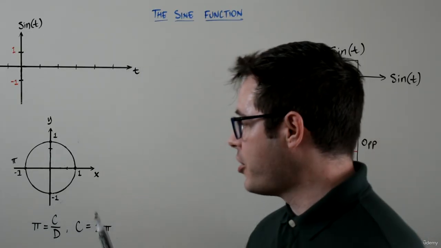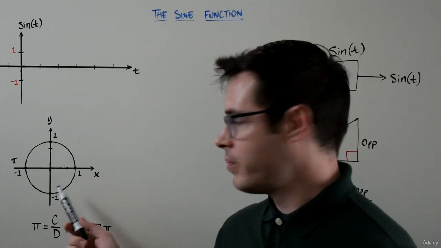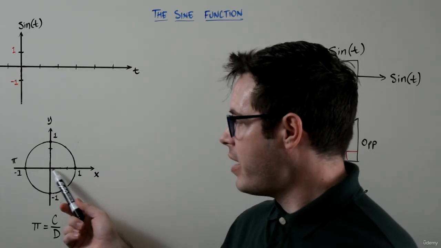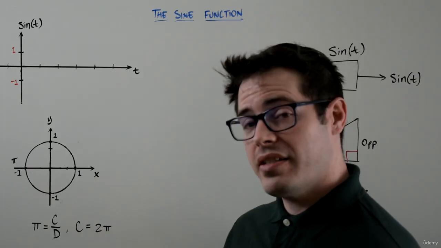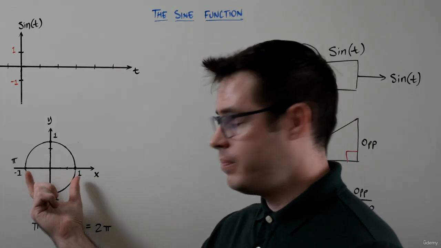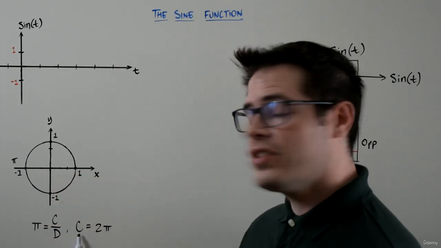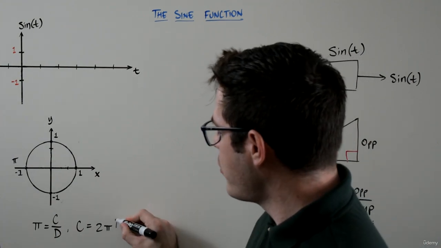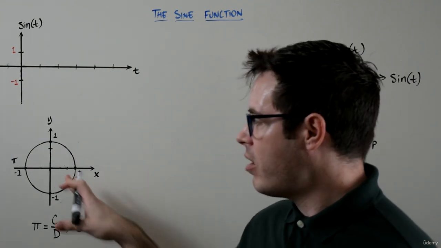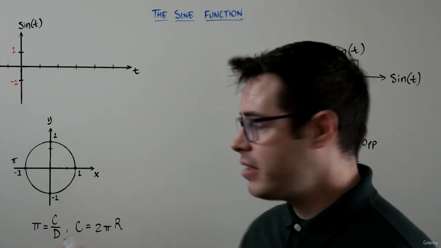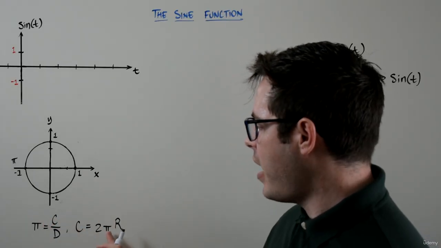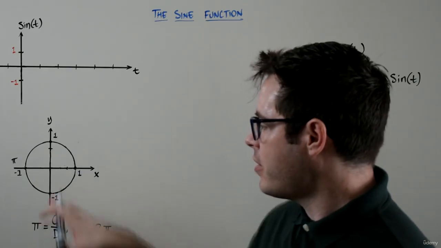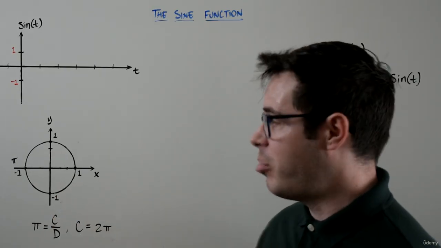Now I'm going to bring your attention over here to this circle. Now this is a unit circle. A unit circle has a radius of 1 unit, which means it has a diameter of 2. Now the circumference of a circle is defined as 2 times pi times the radius of a circle. But in our case, we have a circle with a radius of 1, and 2 times pi times 1 is just 2 pi. So for our unit circle, we have a circumference of 2 pi.